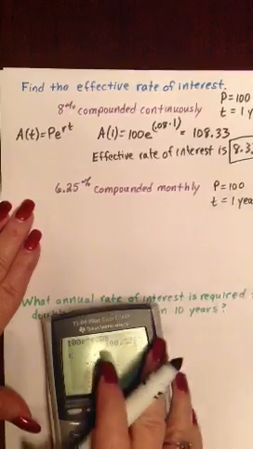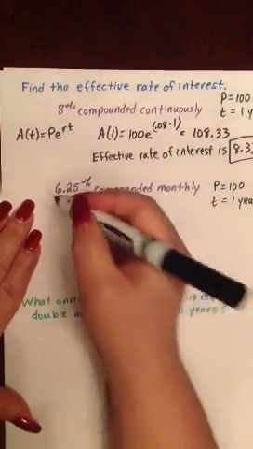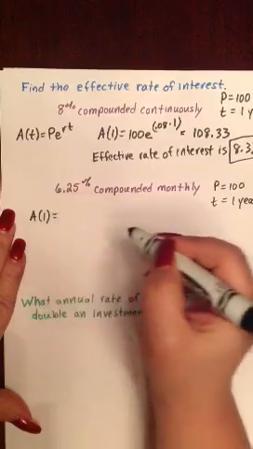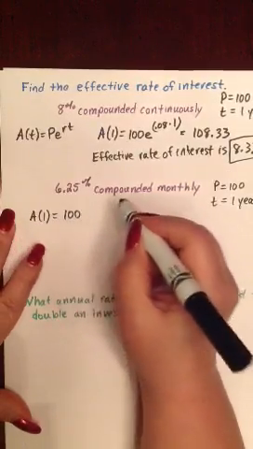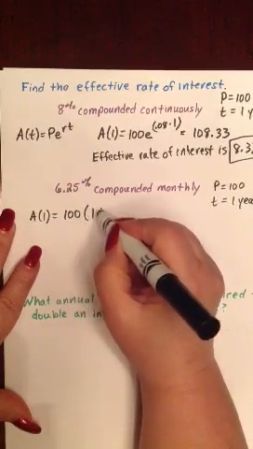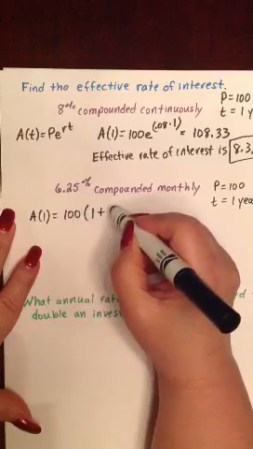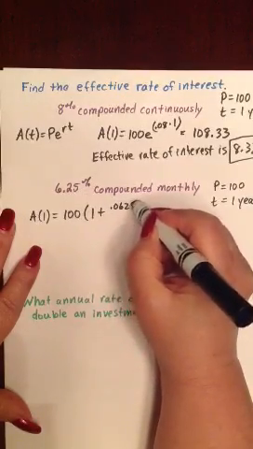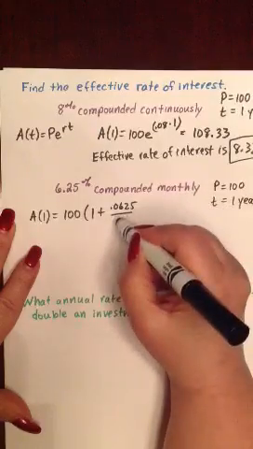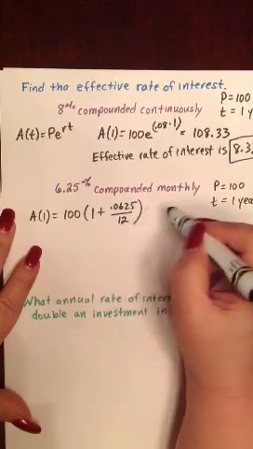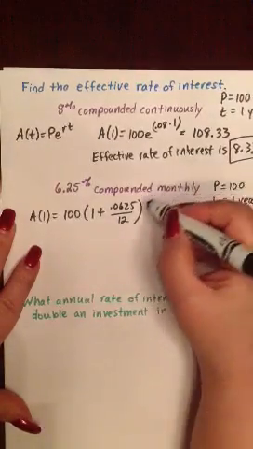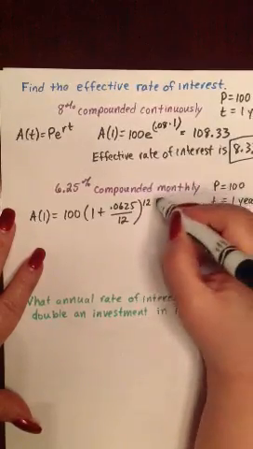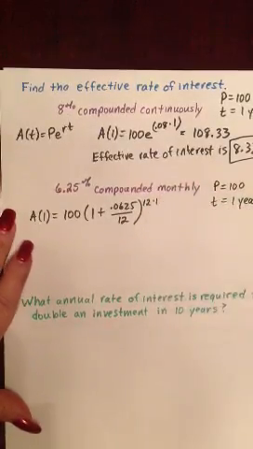Okay, so this one's compounded monthly. So I'm going to say the amount that I'll have after 1 year is equal to $100 times 1 plus rate of interest 6.25, so I'm going to say 0.0625. Compounded monthly means 12 times a year, and the formula says N times T, so N is 12, and my time is 1 year, so times 1, so it'll just be 12.